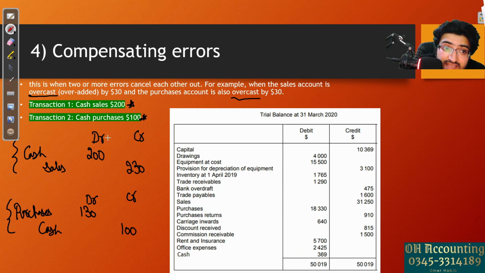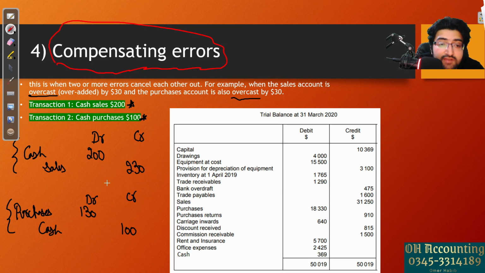Okay? But these errors will compensate each other. That's why they are called compensating errors. See, these errors will cancel each other out. It means that even though we have made 2 errors, the debit side and credit side of the trial balance will still be the same. The amounts are same. Okay? Even if there are 2 errors hidden in this, as you can see, sales of 200 are recorded as 230 and purchases of 100 were recorded as 130. Still, the debit side is equal to the credit side in the trial balance because these errors have cancelled each other out. The debits are still equal to the credits.